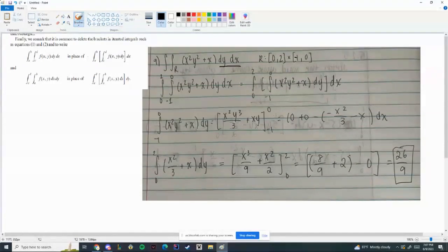And we're going to evaluate that integral, and we get 0 plus 0 minus negative x squared over 3 minus x dx. So since we integrated with respect to y, we're going to integrate with respect to x now. And from that, we get the integral from 0 to 2 of x squared over 3 plus x dx. And that integrated will give us x cubed over 9 plus x squared over 2. When we evaluate that, we get 8 over 9 plus 2 minus 0. When we calculate this, we get 26 over 9.